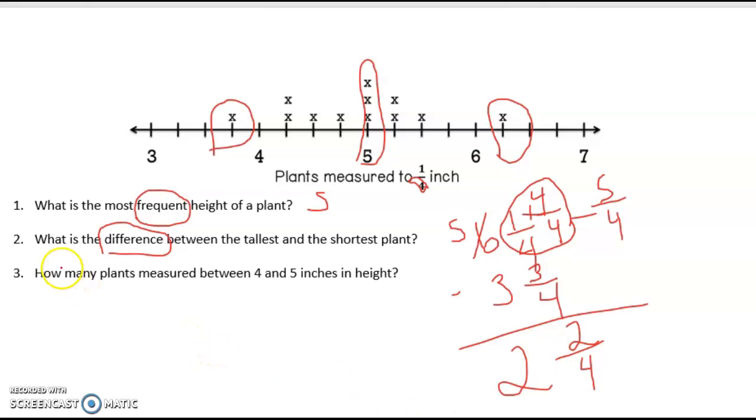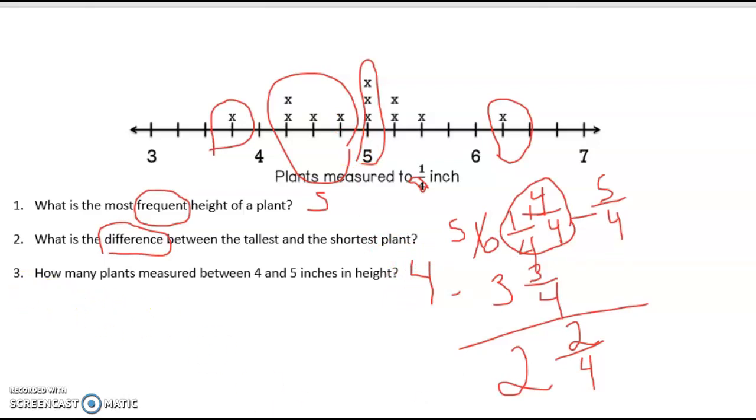All right, one more for this line plot. How many plants measured between 4 and 5 inches? So we want between. Here's my 4, here's my 5. We want between 4 and 5 inches. 1, 2, 3, 4. All right, that was fourths.